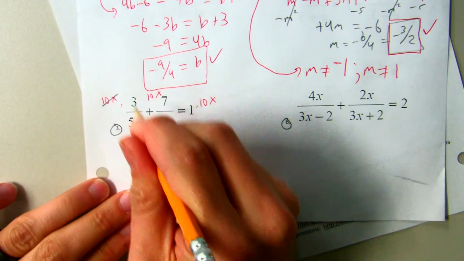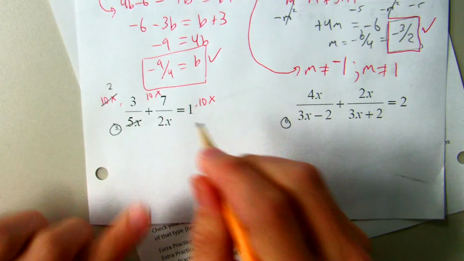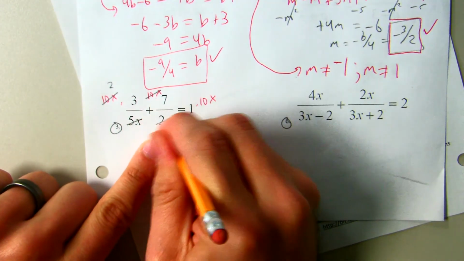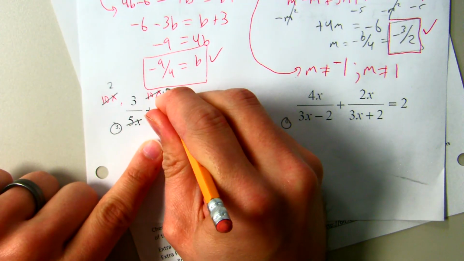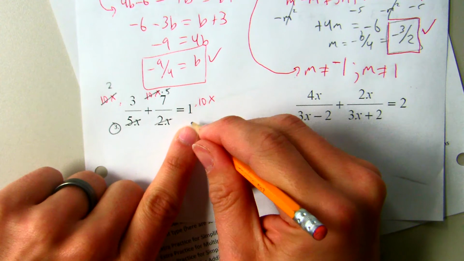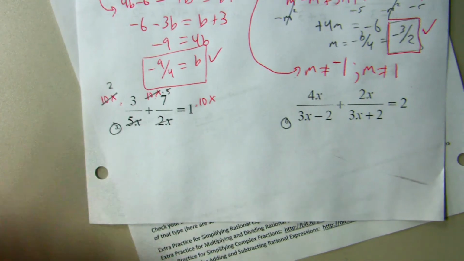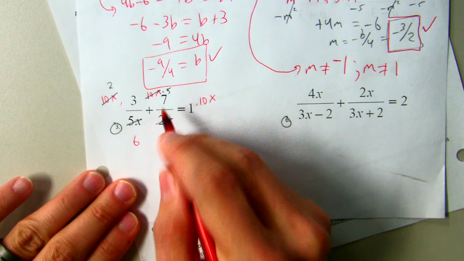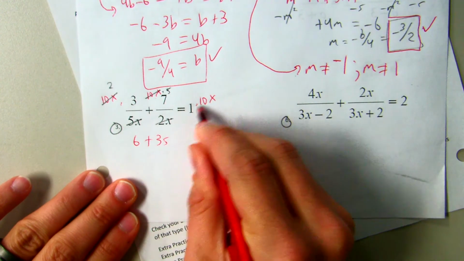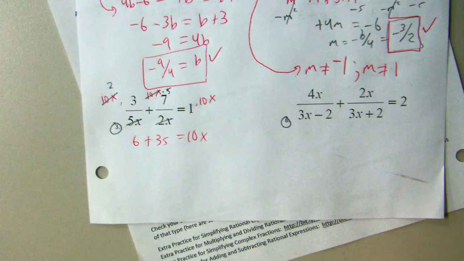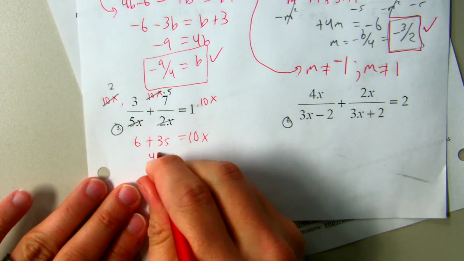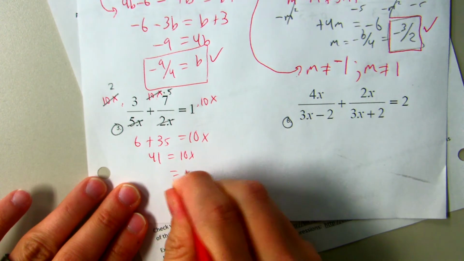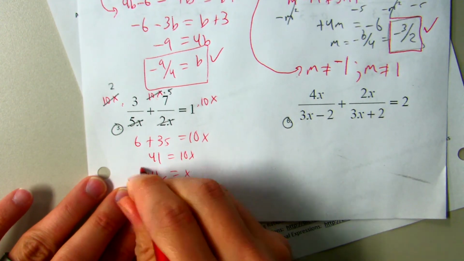So 10x divided by 5x would be 2. 10x divided by 2x would be 5. And 10x divided by 1, nothing cancels. So you've got to multiply these two, and multiply those two. And it looks like 41 is 10x, so x is 41.